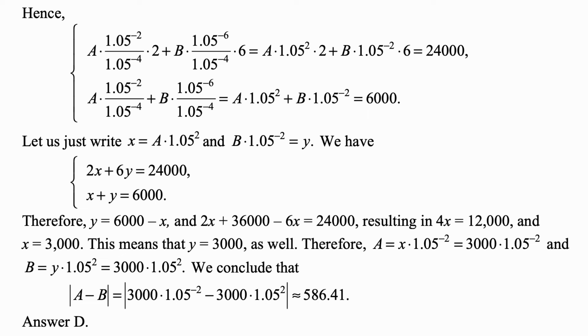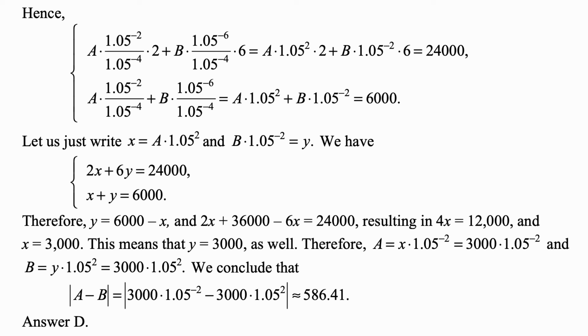Let's write x for A times 1.05 squared, and let's write y for B times 1.05 to the negative 2. Then the system of equations is 2x plus 6y is equal to 24,000, and x plus y is equal to 6,000. From the second equation, y is equal to 6,000 minus x. And we plug that into the first equation. We get 2x plus 36,000 minus 6x is equal to 24,000, resulting in 4x equal to 12,000, and x is 3,000. But x plus y is 6,000, that means that y is also 3,000.